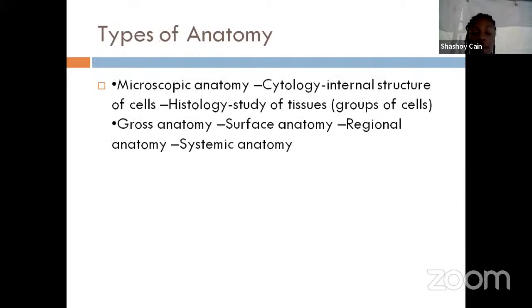You have different types of anatomy. You have microscopic anatomy, gross anatomy, etc.